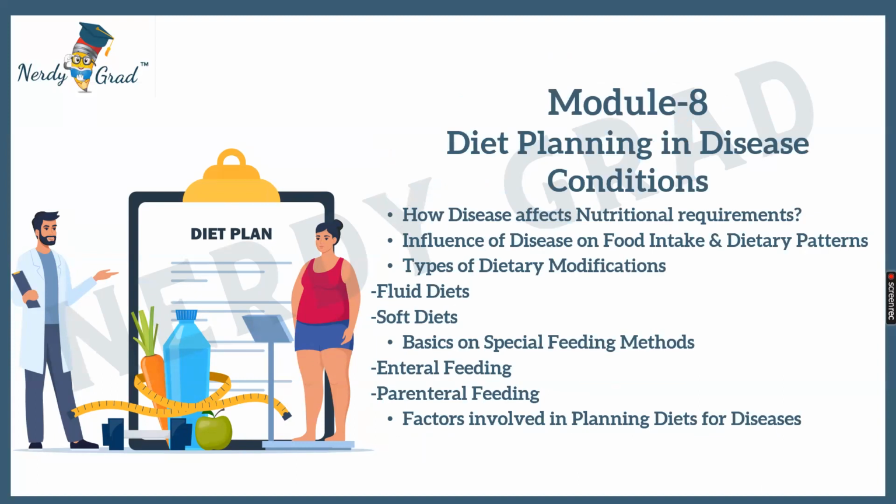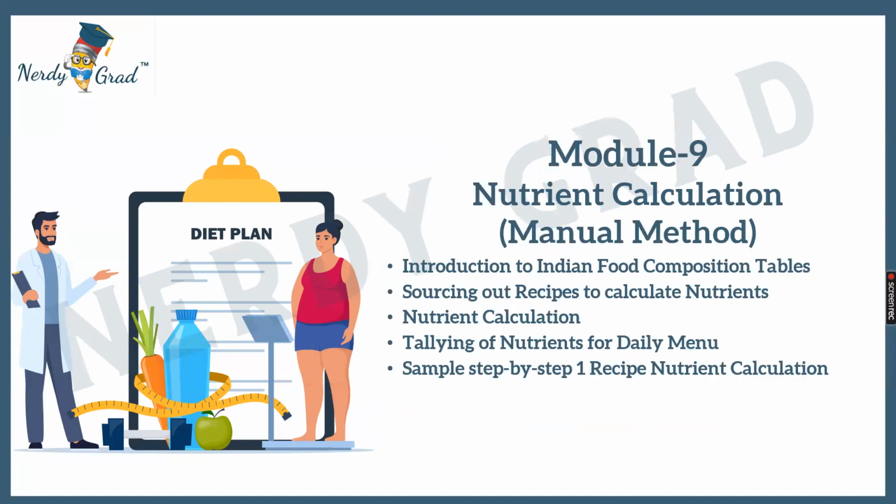In module 8, we will be talking about the diet planning in disease conditions, that is therapeutic diet planning basics. So first, how disease affects nutritional requirements will be dealt, and then the influence of disease on food intake and dietary patterns, the types of dietary modifications, especially the fluid and the soft diets, and the basics on special feeding methods, which includes the enteral and parenteral feeding, and then the factors involved in planning diets for diseases.